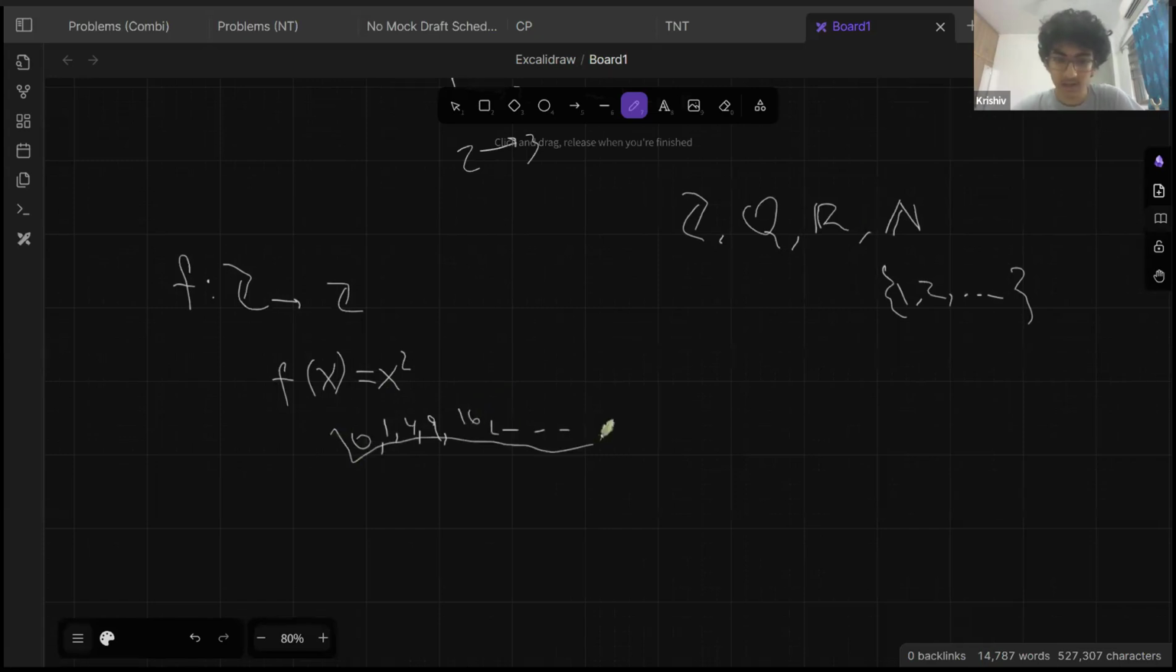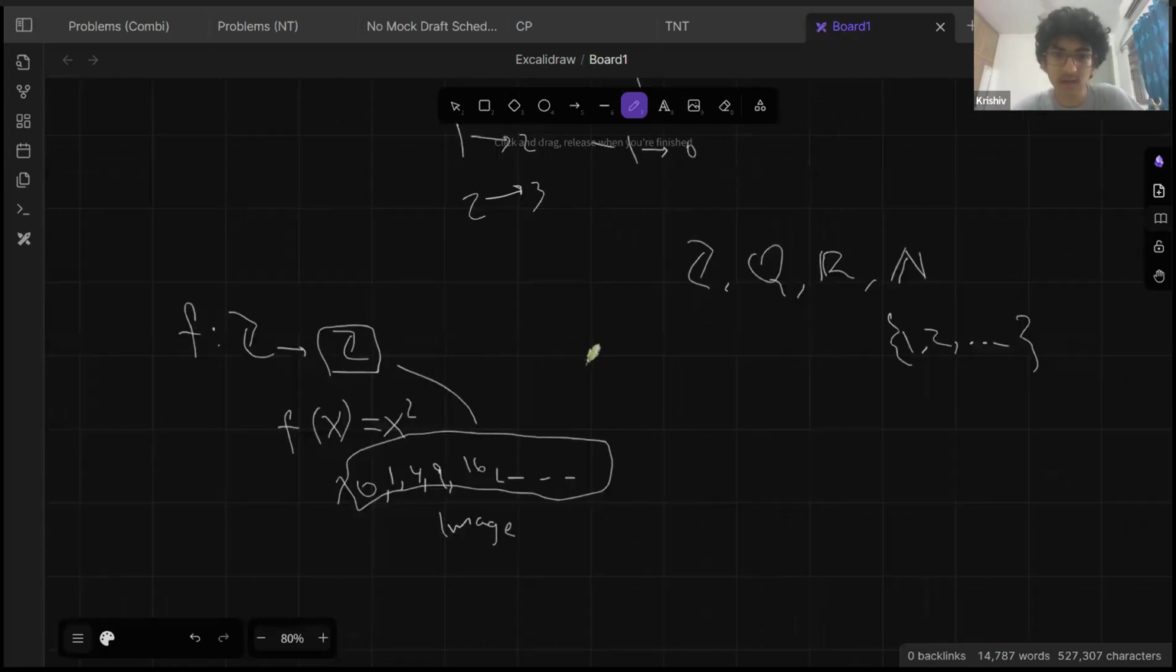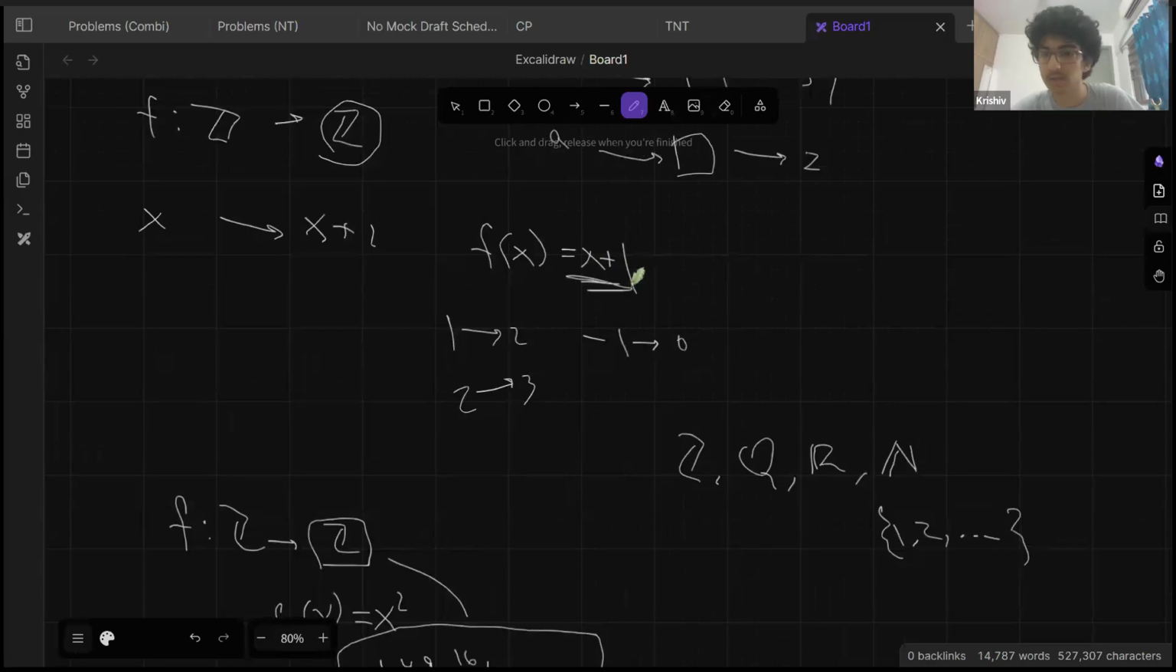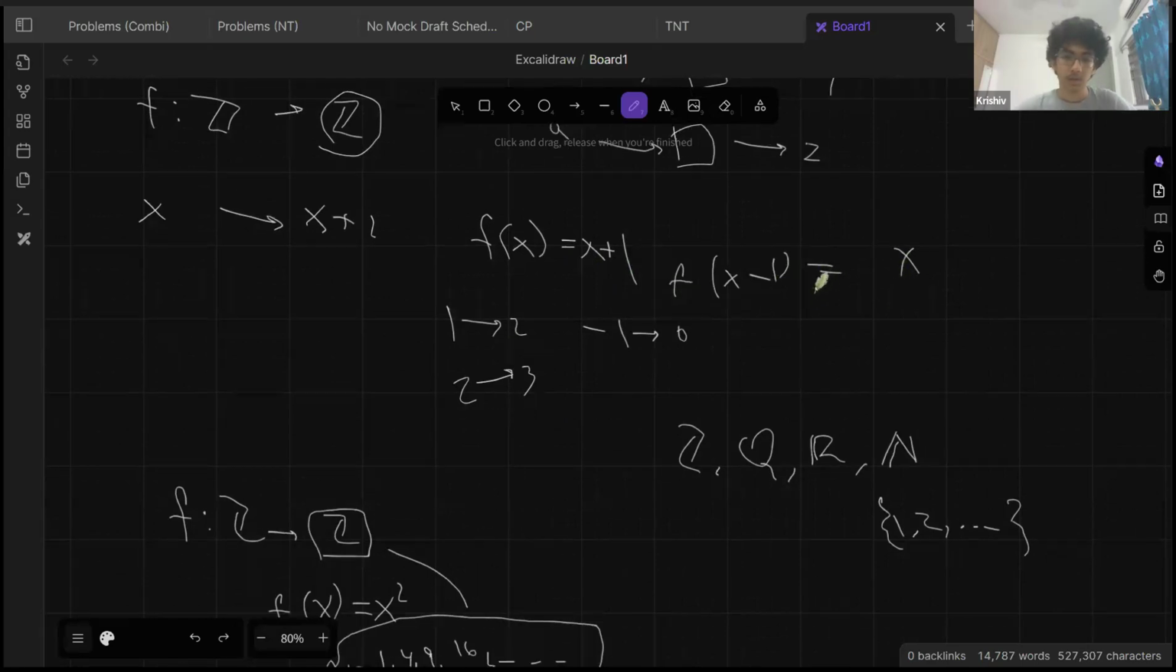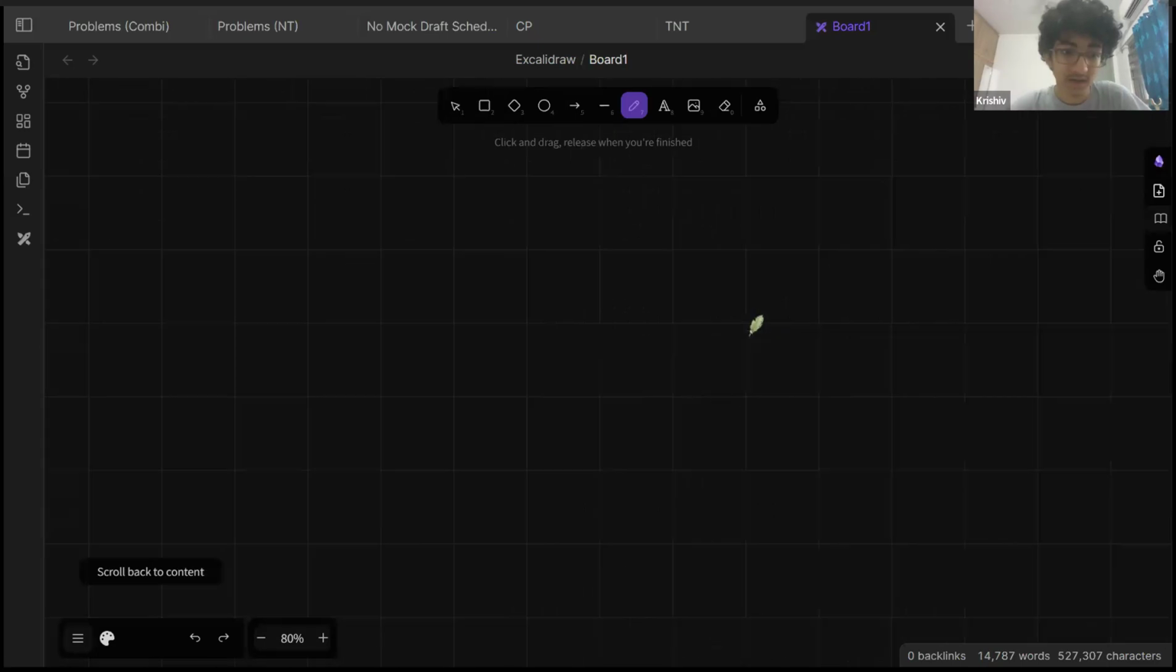This set, which is a subset of Z, is called the image of f. It might not be equal to Z, and in this case it's not. But it might be equal to Z. For f of x equals x plus 1, it is equal to Z, because for every integer x, f of x minus 1 is going to be x. So every single thing is covered. That's the basics of what a function is.